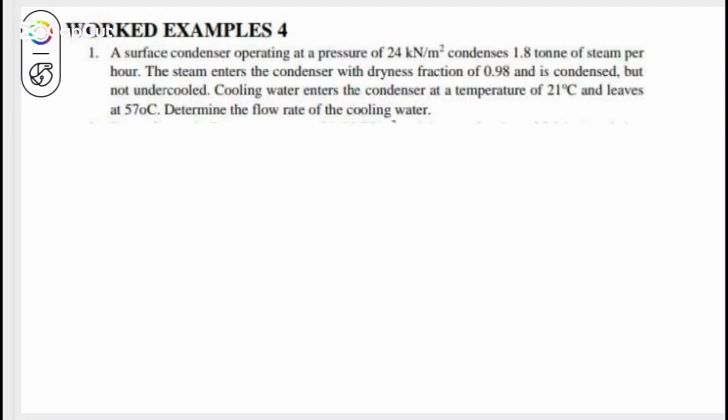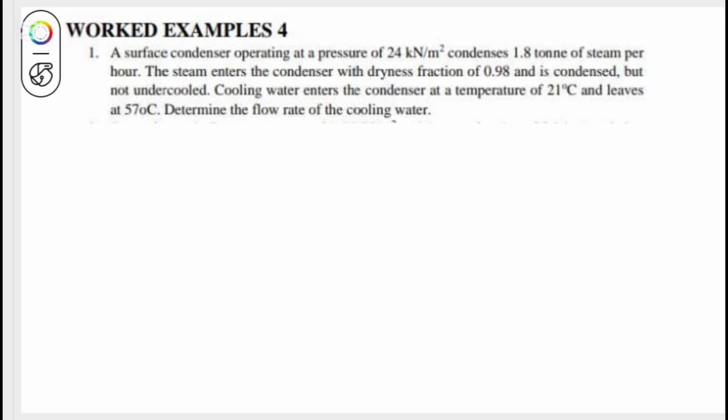A surface condenser operating at a pressure of 24 kilonewton per meter square condenses 1.8 ton of steam per hour. The steam enters the condenser with a dryness fraction of 0.98 and is condensed but not undercooled. Cooling water enters the condenser at a temperature of 21 degrees Celsius and leaves at 57 degrees Celsius. Determine the flow rate of the cooling water.